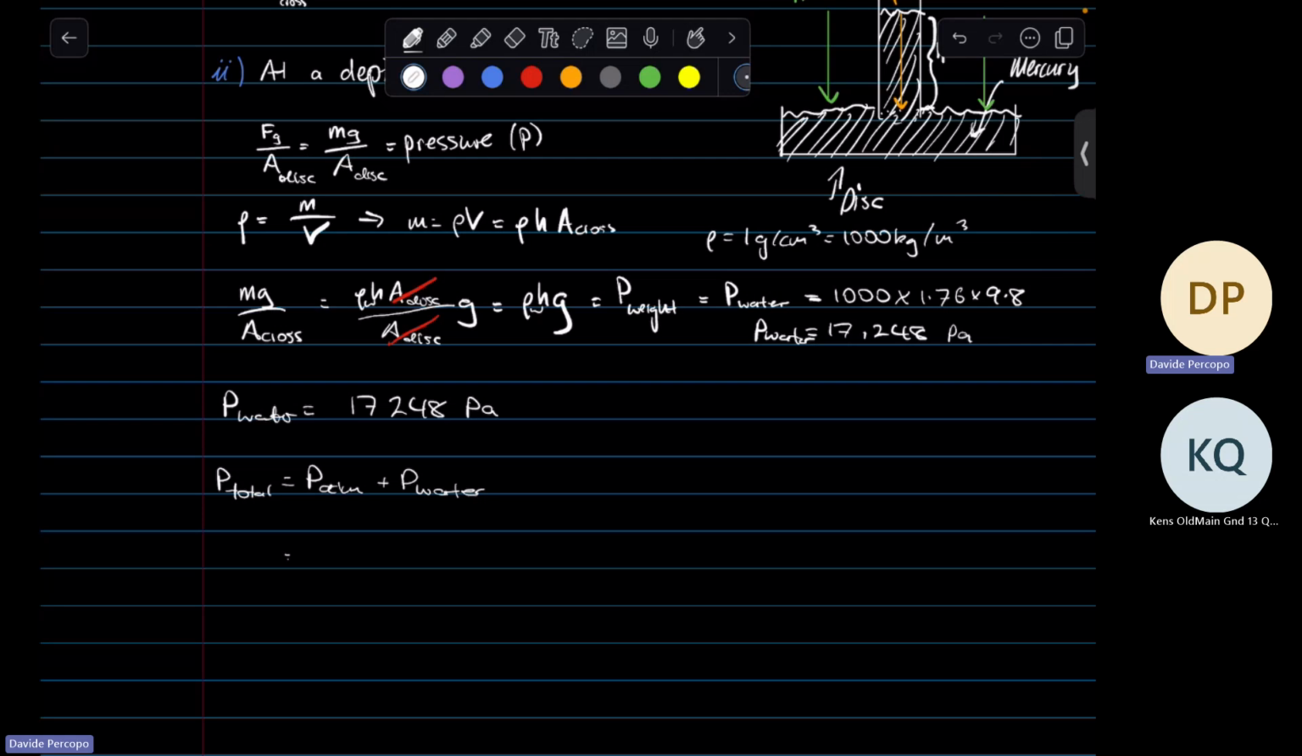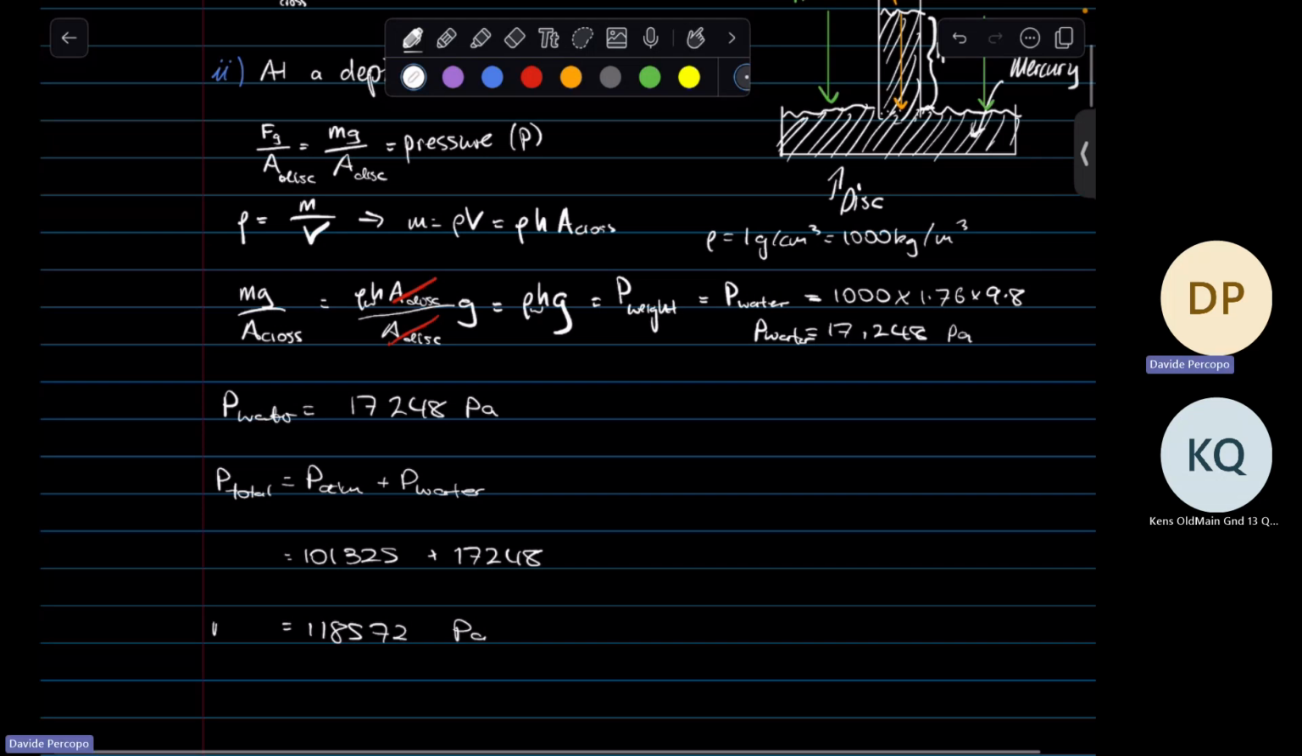which is, pressure due to the atmosphere was like 101,325 plus the 17,248, and this will give you, if my calculator didn't fail me again, roughly 118,000 pascals. Okay, that's P total. You can fact check me on this.